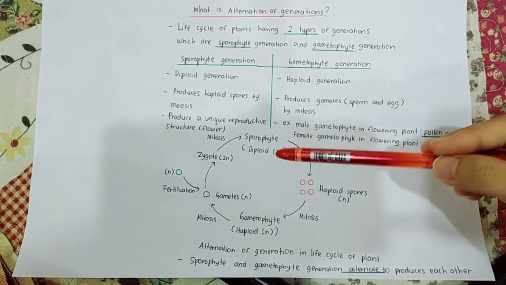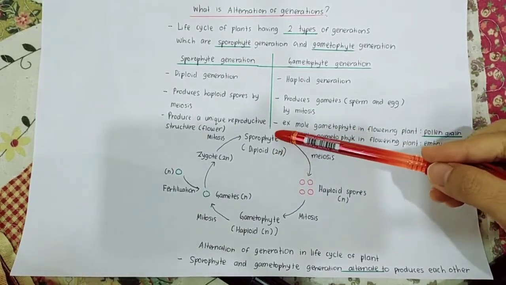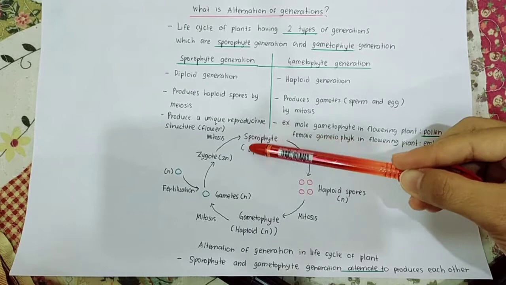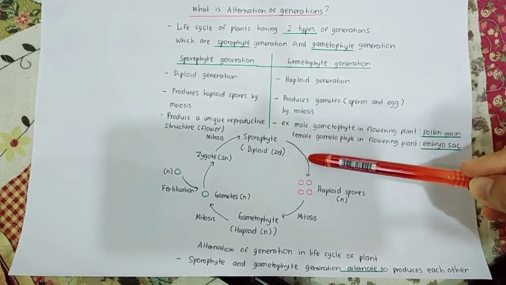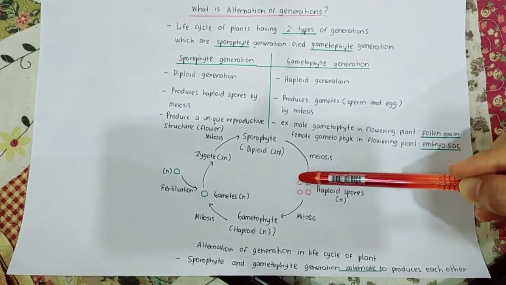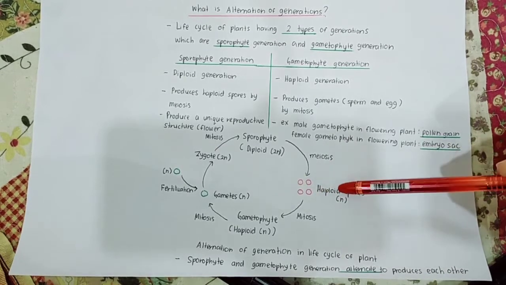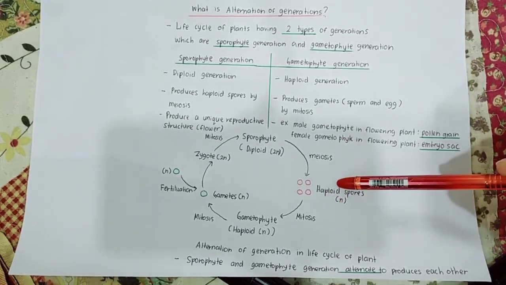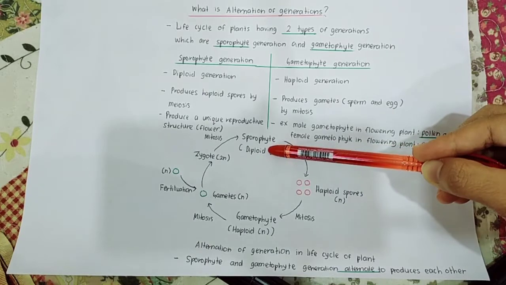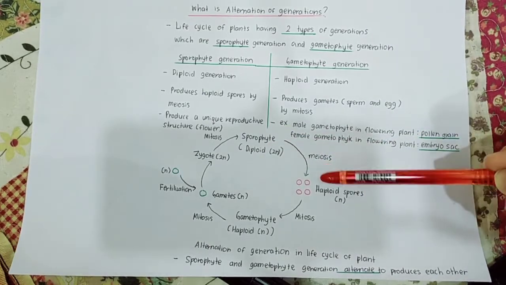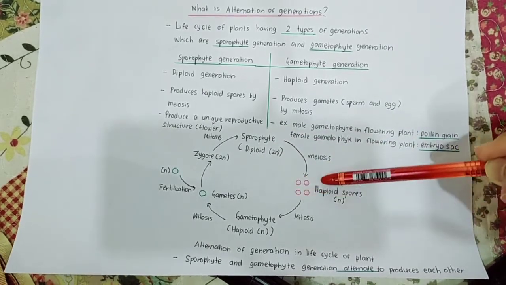Okay, so kalau kita tengok based on this diagram, let's say sporophyte here. So sporophyte is the diploid generation. So when it undergoes meiosis, it will produce haploid spores. So haploid spore means N. Maksudnya di sini bila sahaja daripada sporophyte divide by meiosis, dia dah terbentuk haploid spore.